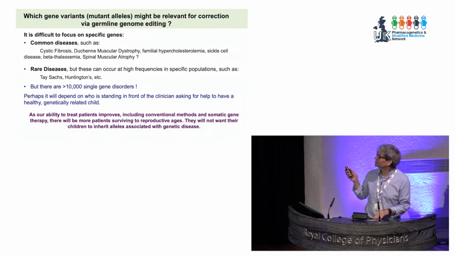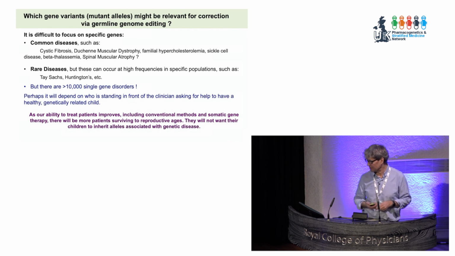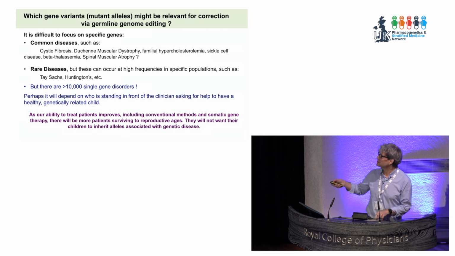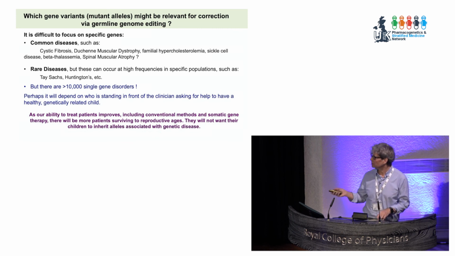So then just finishing off, which gene variants would you go for? Which are most obvious to think of? With germline genome editing, it's difficult to focus on specific genes. You've got common diseases, such as cystic fibrosis, Duchenne's, sickle cell disease, etc. You've also got rare diseases, but the rare diseases can occur at very high frequencies in specific populations, so don't forget about those. Perhaps it depends really on what the patients want, not what we as scientists and clinicians think would be the most appropriate.